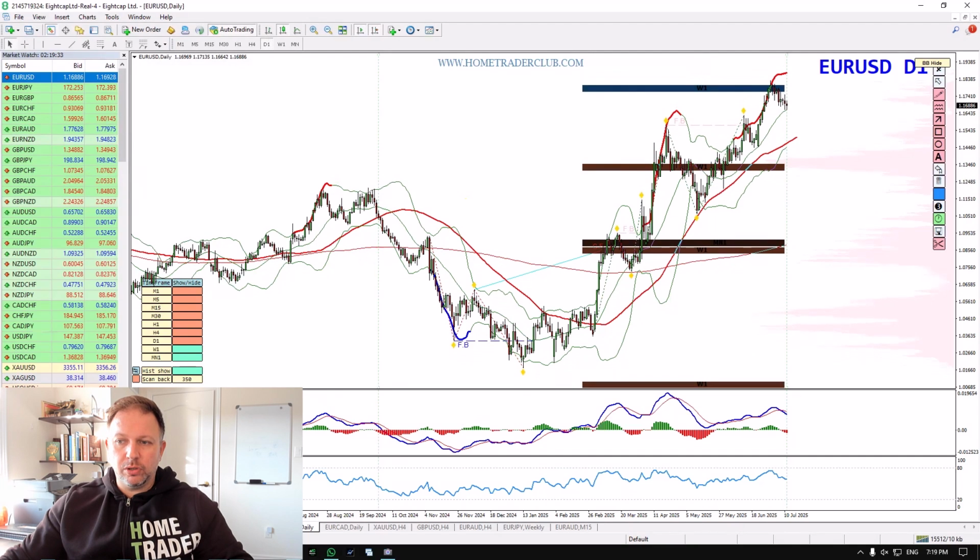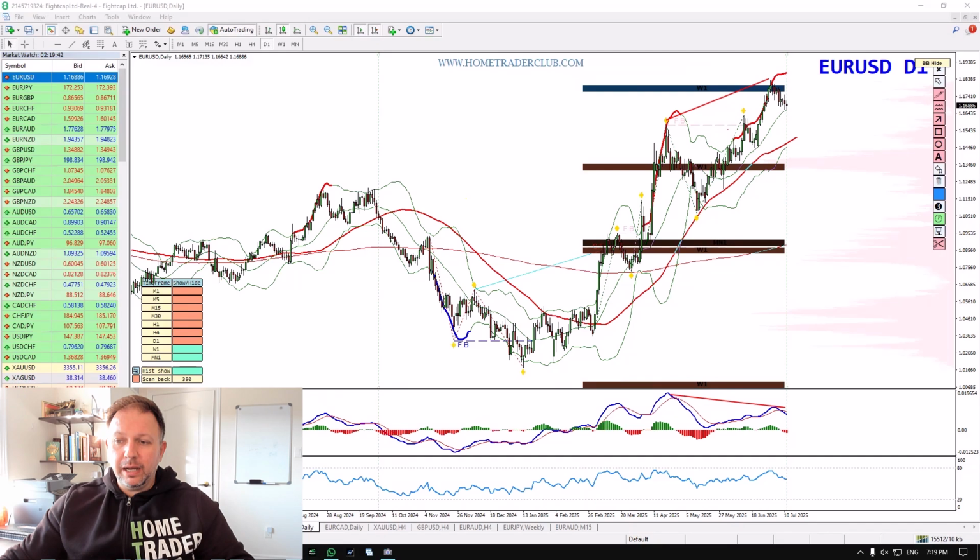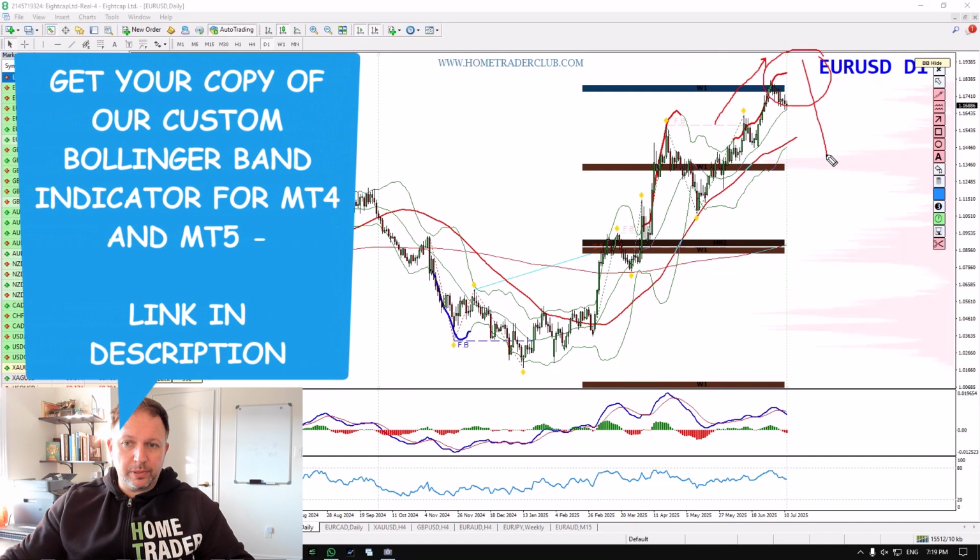Take a look at what happens on the daily chart. We got the waves to the upside. We have a bearish divergence on the moving average of the MACD. We are riding on the upper Bollinger Band for more than 20 candles. That puts the pressure to the sell area.